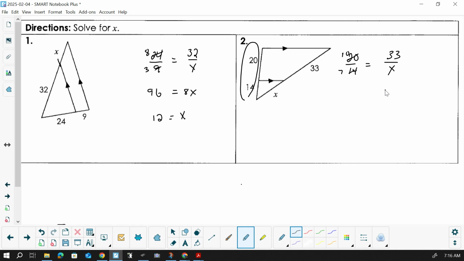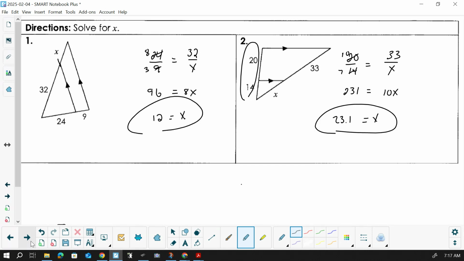So we'll cross multiply, we get 10x, and then I have to use my calculator here, 7 times 33, to be 200 and something, but let's see here, 7 times 33, 231. Divide both sides by 10, and we get x equals 23.1. So there's the first two.